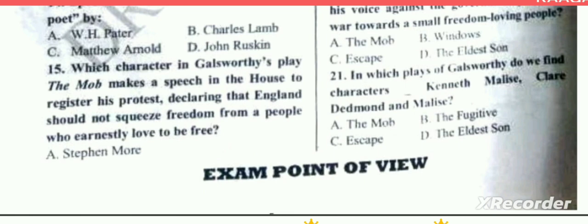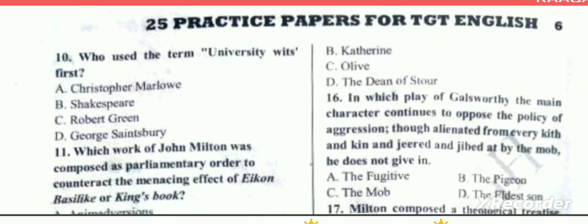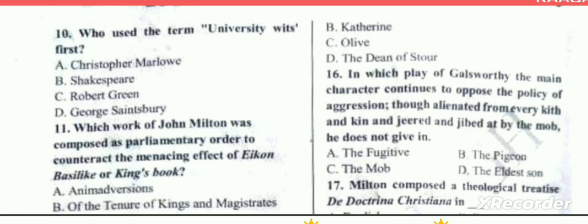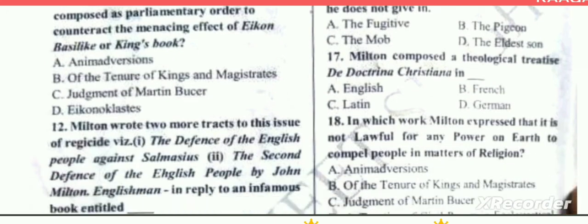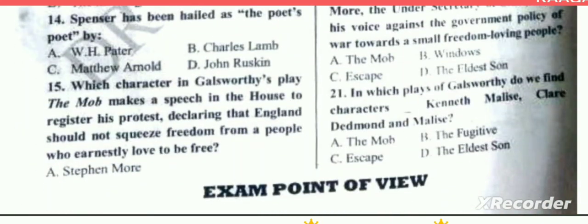First option Stephen More, second option Catherine, third Olive, and the Dean of Storr. So in this 15 number question, about who in The Mob makes a speech in the House to register his protest, declaring that England should not squeeze freedom from a people who earnestly love to be free, the A option is Stephen More. You must know the character Stephen More.